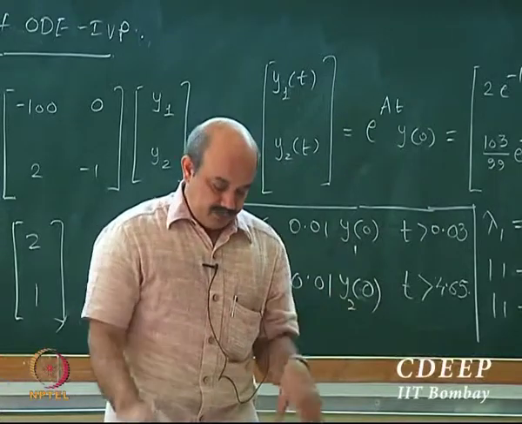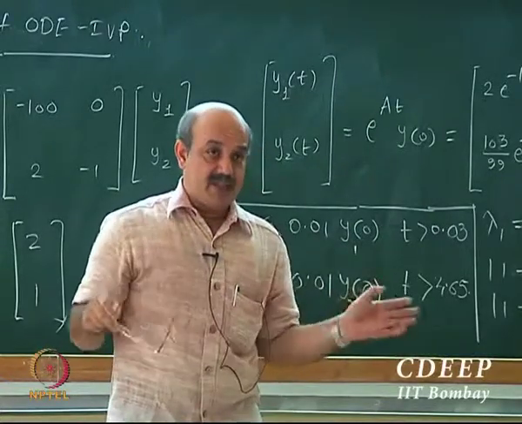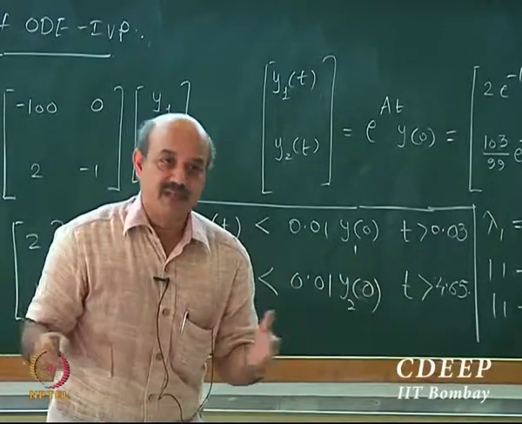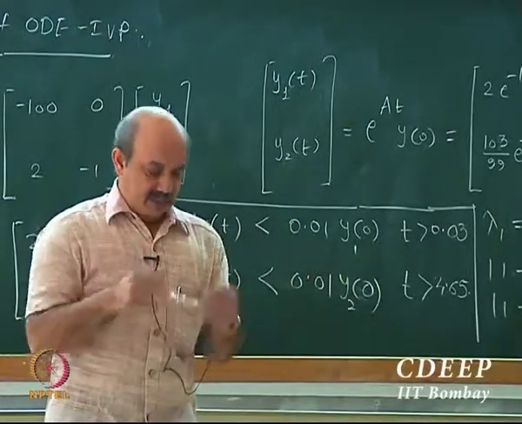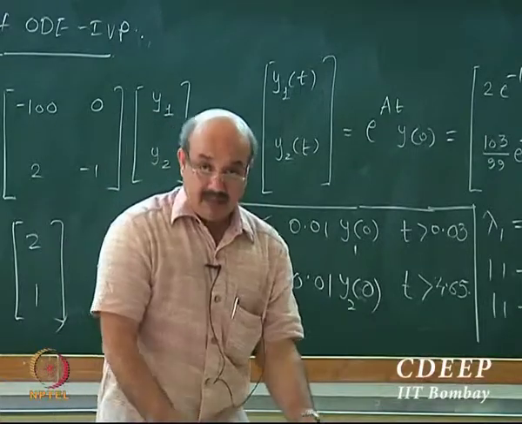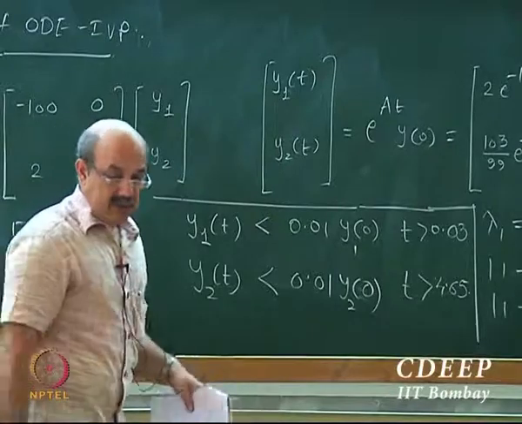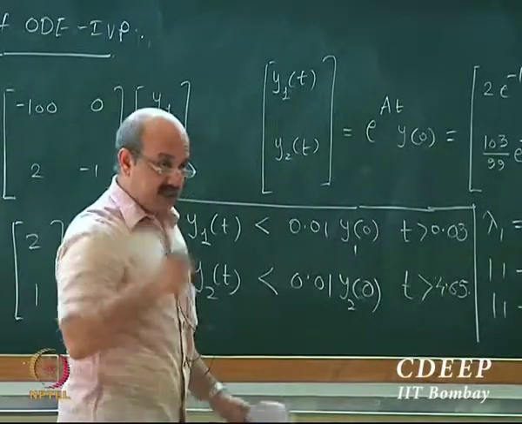So if you have the luxury of using variable step size, and you do not know anything about the stiffness, that will solve your problem to a large extent. But sometimes you are forced to use fixed step size, and then you have to worry about the relative time scales. So how do you quantify this?